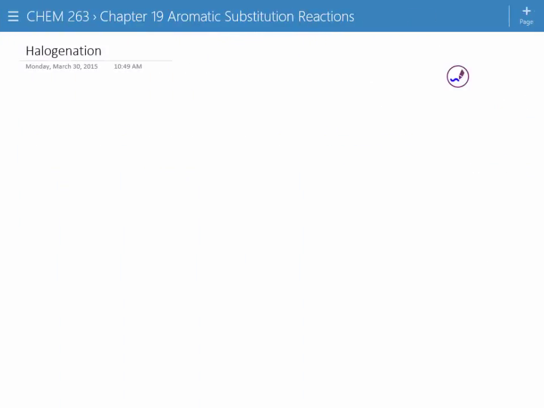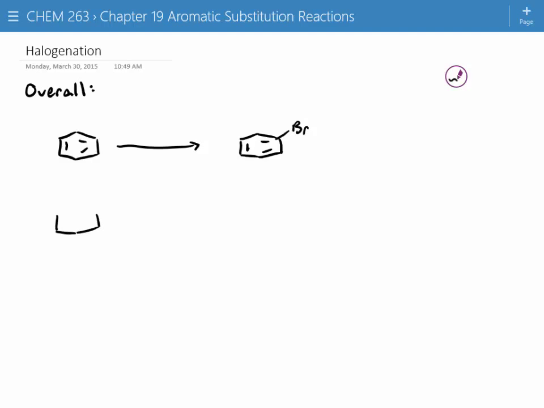So we already said if we have bromine and we sprinkle in iron, we can install a bromine on a benzene ring directly. And there's two main types of halogenation reactions. The two we'll most commonly see are bromination. So if you have benzene, you can install a bromine. And there's chlorination.